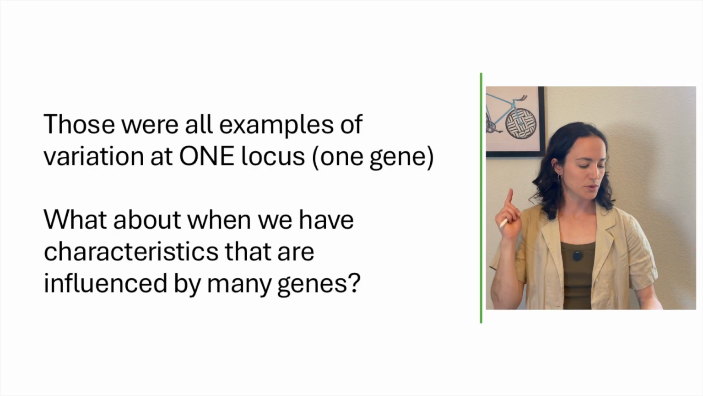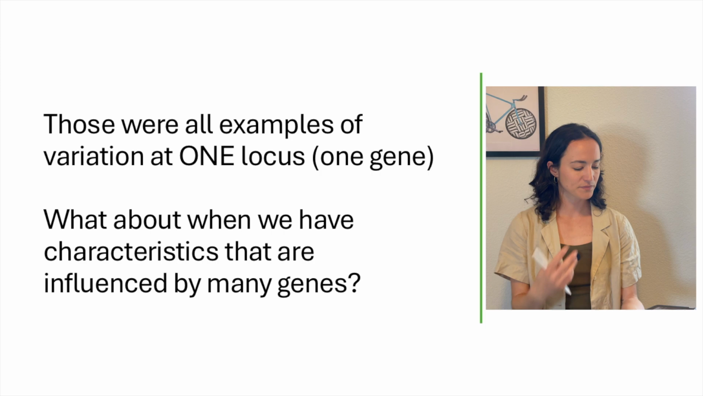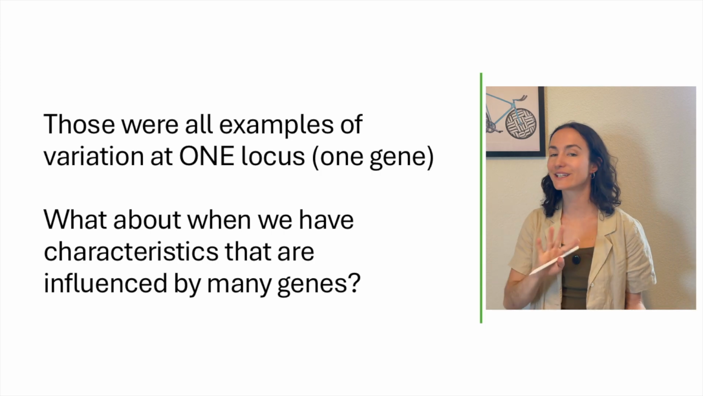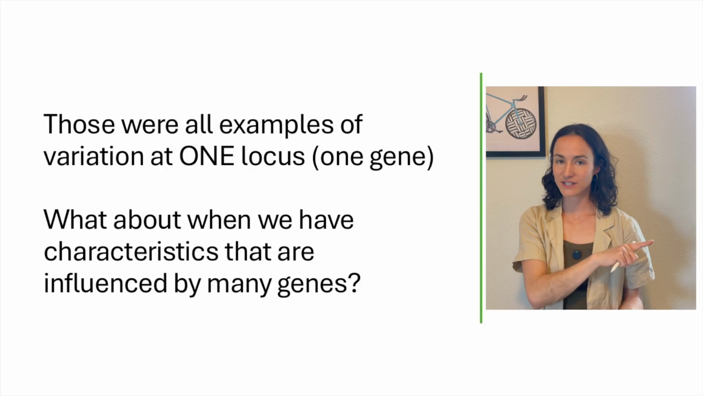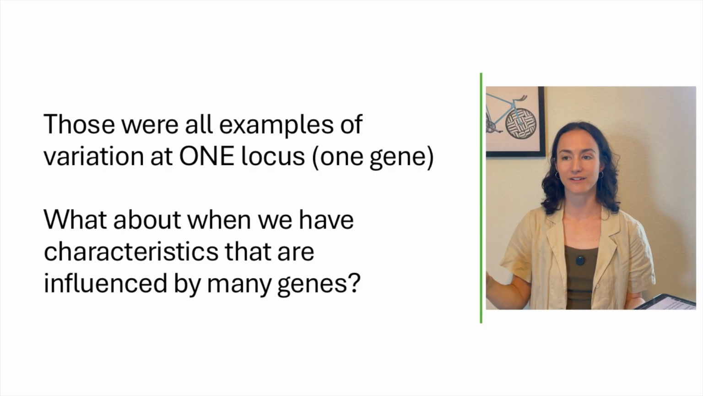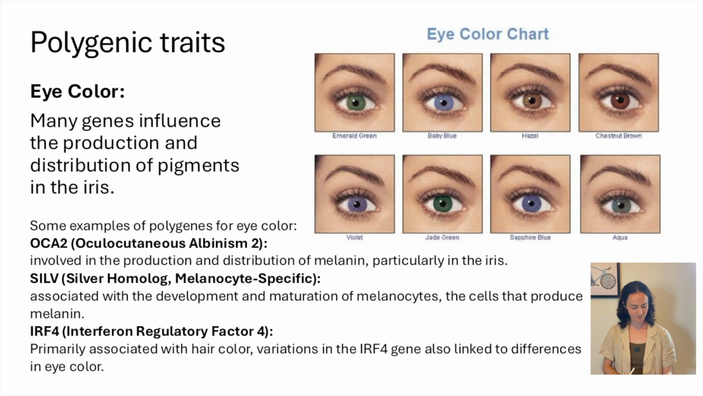Okay, so those were all examples of variation at one locus, aka one gene. So what about when we have characteristics that are influenced by many genes? So we're looking at the opposite, right? I just gave you an example of one gene impacting many traits. How about when we have one trait impacted by many genes? One great example of this is eye color. That's the reason our little Punnett squares, they're not working out here.